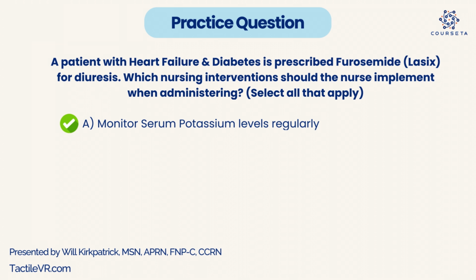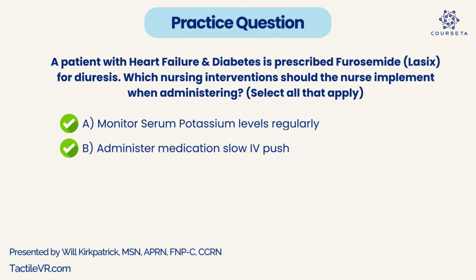Now remember, this is a select all that apply question, so there's going to probably be more than one correct answer. Let's go to B. Administer medication slow, IV push. All right, so if we know about furosemide, we should give this medication slow, because if we give it fast, it could cause something called ototoxicity and, of course, drop the blood pressure too quick. All right, so this answer is correct.